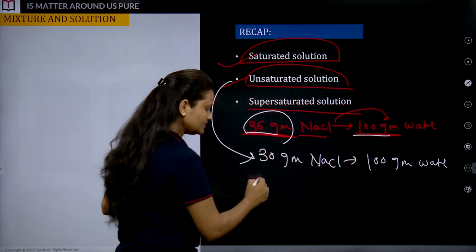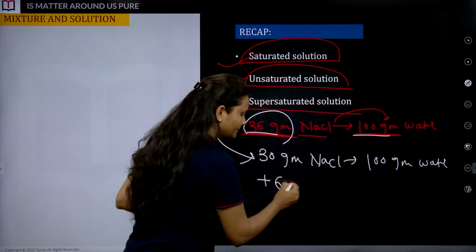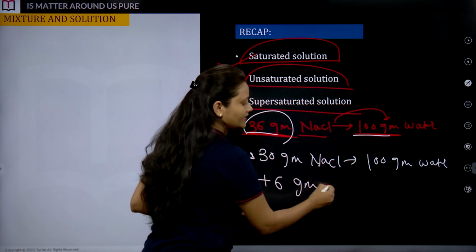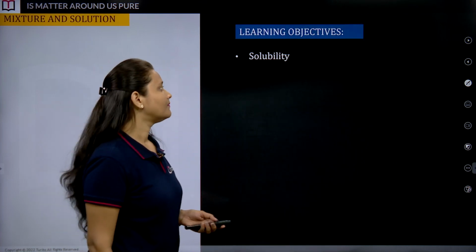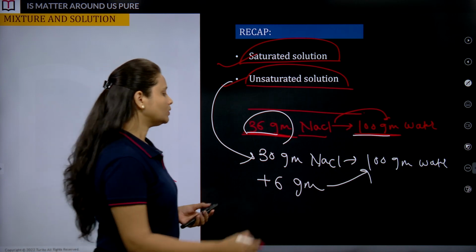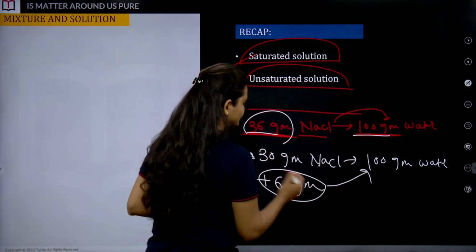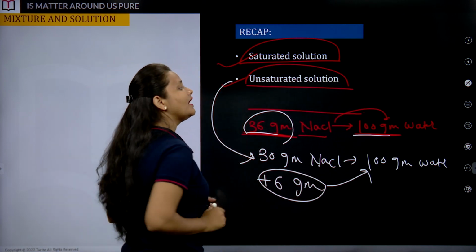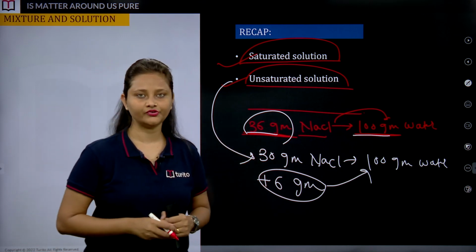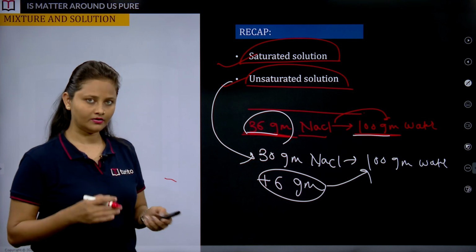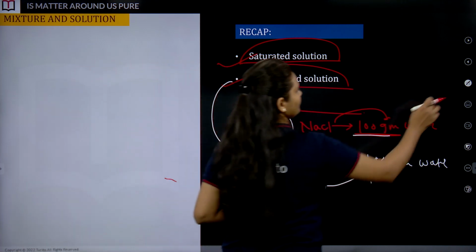That means there is scope, or we can add an extra 6 gram of NaCl in 100 gram of water. Correct? So that is why we say the solution which we obtain here is what? Unsaturated solution. I hope it's clear. Are you able to revise it?